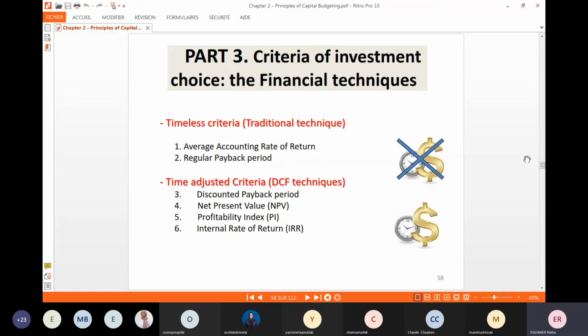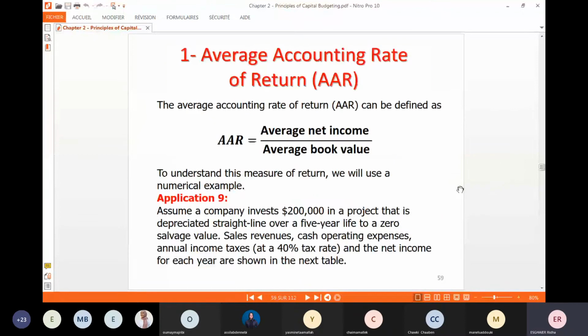We will start with the first criterion called the average accounting rate of return. The average accounting rate of return will give you an idea about the average annual return based on accounting revenues. This is why we call it average accounting rate of return. Simply by dividing the average accounting revenue, which is the net income, average annual net income, by the average investment.